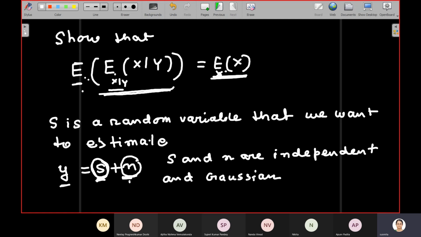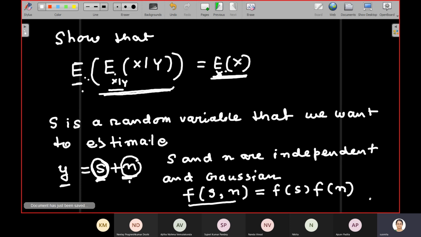Okay. Now, since they are two independent random variables, we can apply the formula that the joint PDF is the product of individual PDFs. So I'm just dropping the subscript because it makes things a little clumsy. So this is the joint PDF, and we can write this as the product of individual or marginal PDFs. Since S and N are independent, the joint PDF is given by the product of the marginal PDFs.